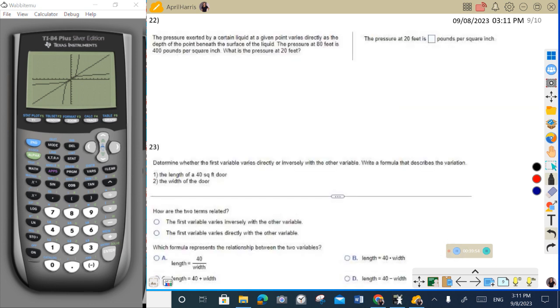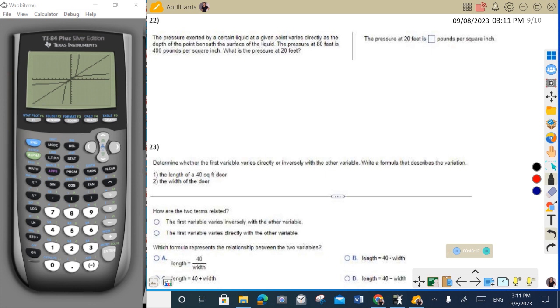Okay. Number 22, the pressure exerted by a certain liquid at a given point varies directly as the depth of the point beneath the surface of the liquid. The pressure at 80 feet is 400 pounds per square inch. What is the pressure at 20 feet? Okay, we got to come up with a formula. I know you don't have to solve for K on this one. There's other ways to do this one. I'm going to stick with it because sometimes I might ask you to solve for K.